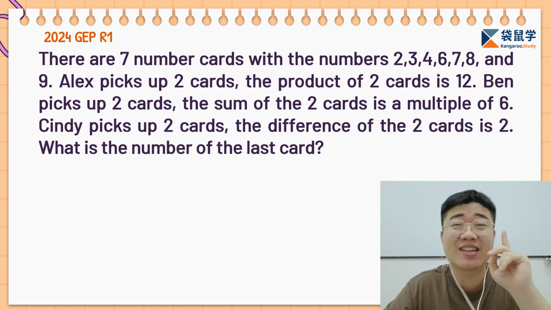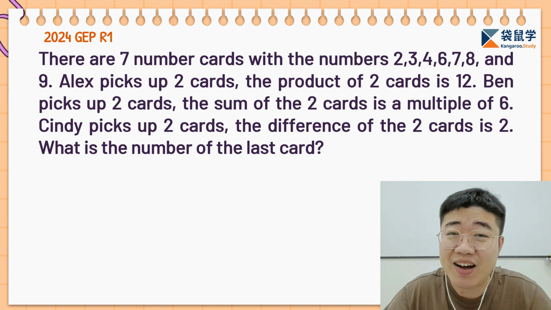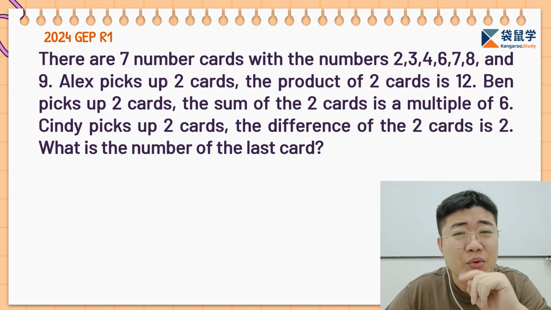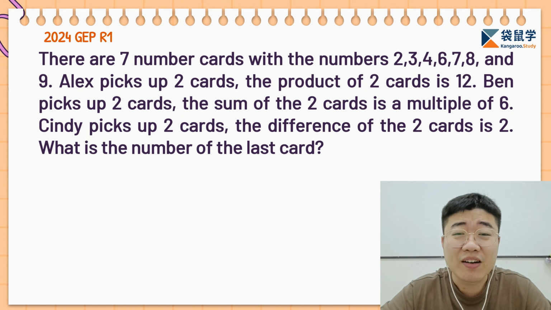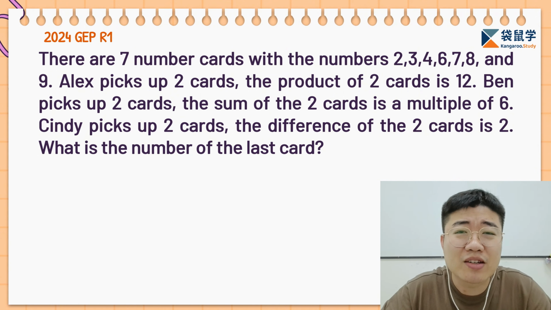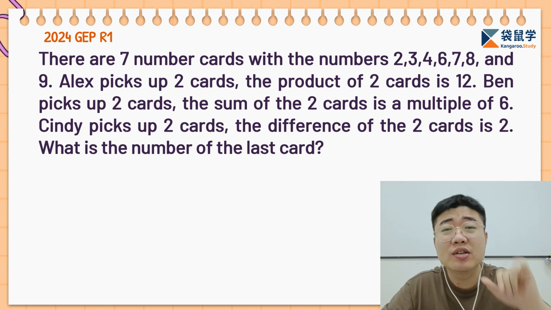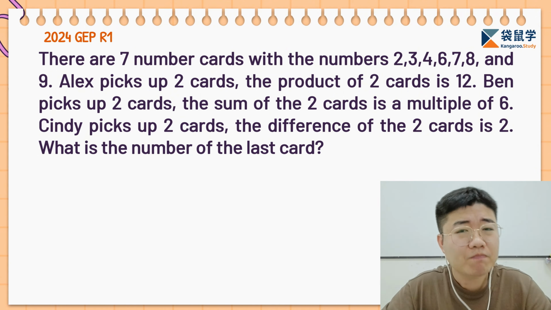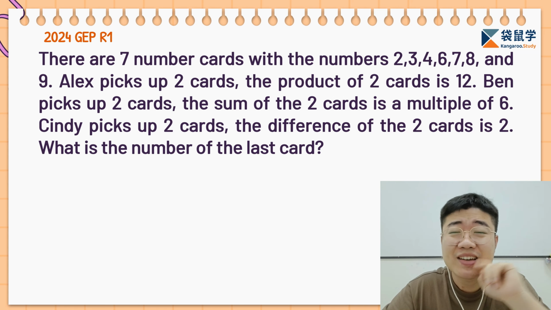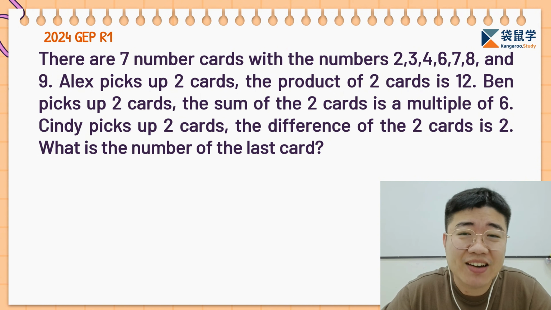If we do guess and check, if we are lucky enough, we'll get the answer directly. But sometimes, if we are not lucky, we'll get repeated numbers here. For Alex and Cindy, you might choose the same number. This way, it will be wrong, because out of the 7 number cards, we must choose 6 different cards. So the thing we need to think about is, what are the possible choices? Let's figure out the numbers together.